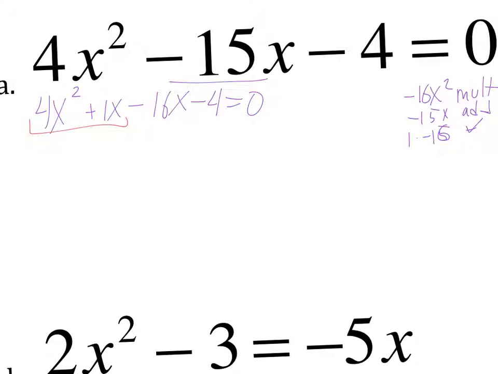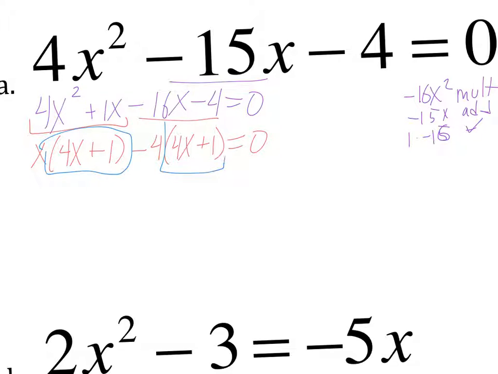Okay? Factor the first pieces. They've got an x in common. I've got 4x plus 1. Factor the second pieces. I can take a minus 4 out of both of those, and I get 4x plus 1. Okay? Both of these have a 4x plus 1. That goes out in front, 4x plus 1. And my leftovers are x and minus 4.